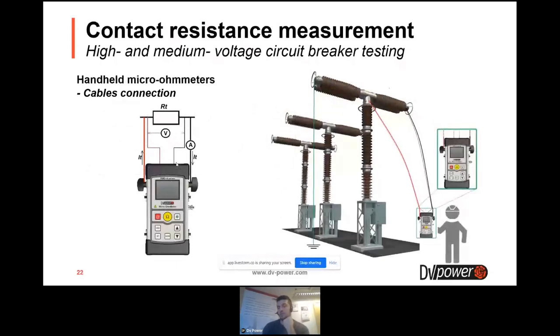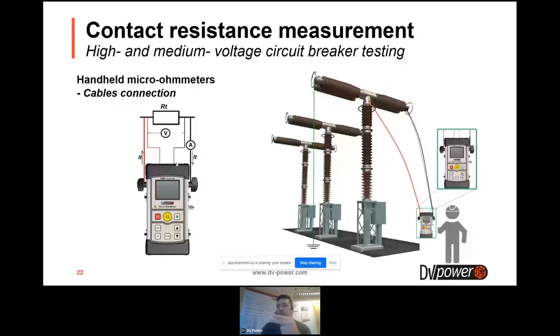For handheld models, the connection principle is similar. Basically, if the manufacturer provides longer cables, you can do traditional measurement from the ground, but you can also use, for example, very short cables, and if you have a testing crane or basket, you would just take measurements directly on the breaking chamber. So since it is a handheld device, the operator will take it with himself and make the measurement directly on the chambers.